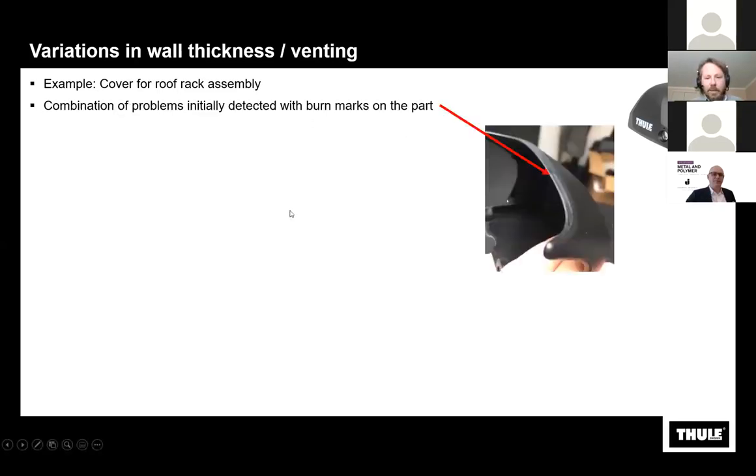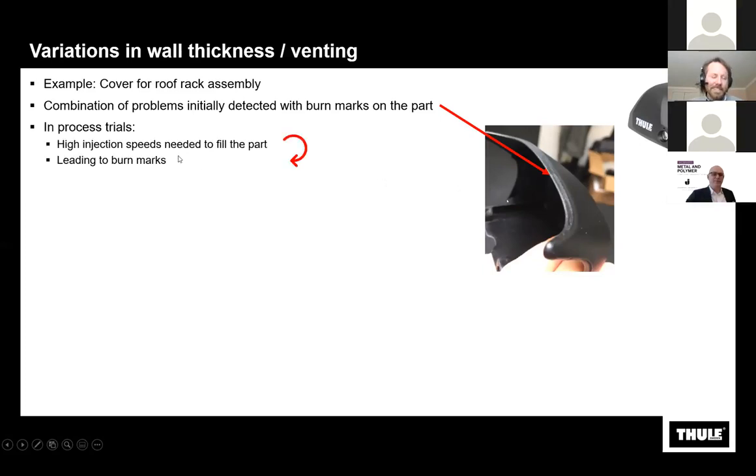What we saw in this part, when we were working with our partner injection molder, was that we initially saw burn marks at the end of fill. And it may be difficult to see in this picture, but the aesthetics were poor in this area. So what did we do in the process trials? And this is where I think it's interesting because it joins both the process parameters with the design. So we had the design finished. So what could we do with the parameters?